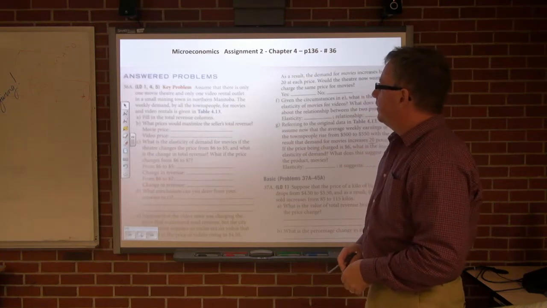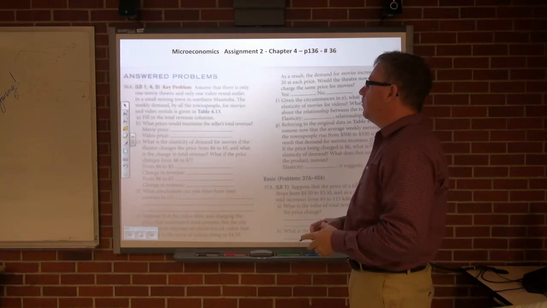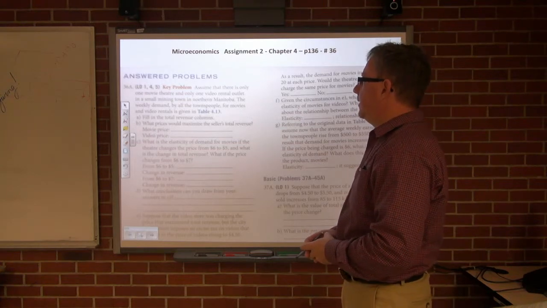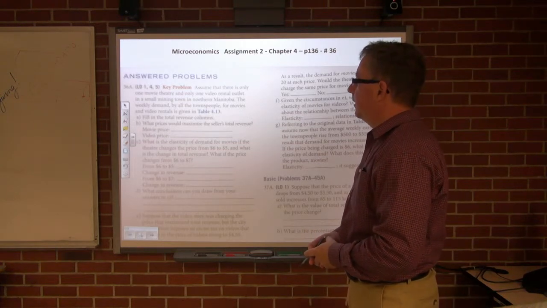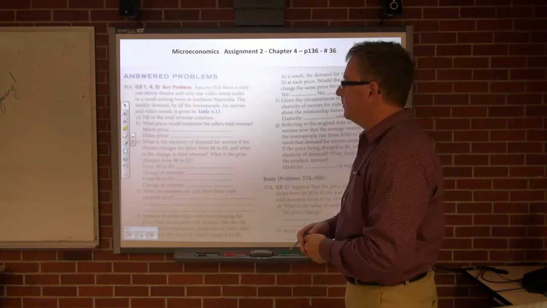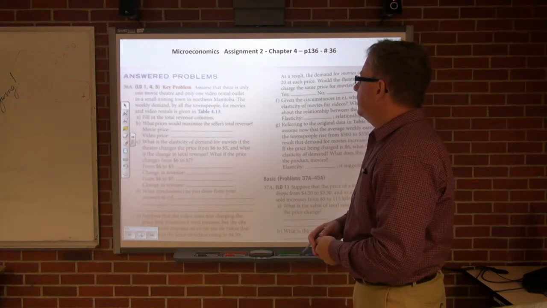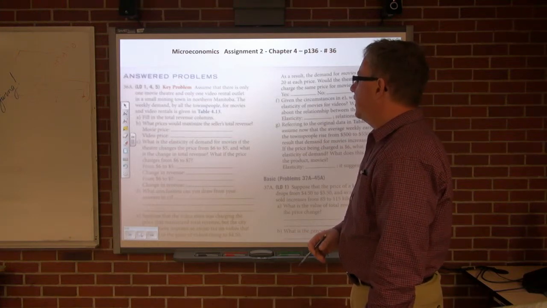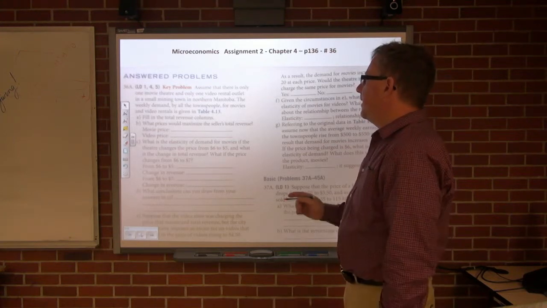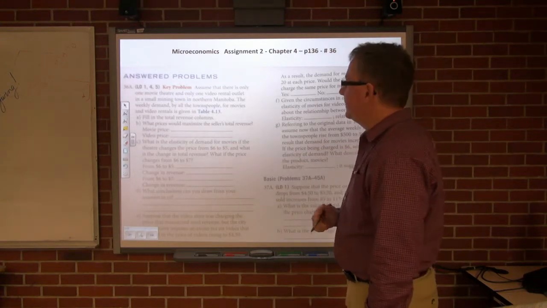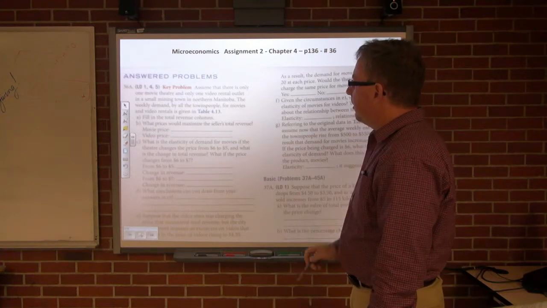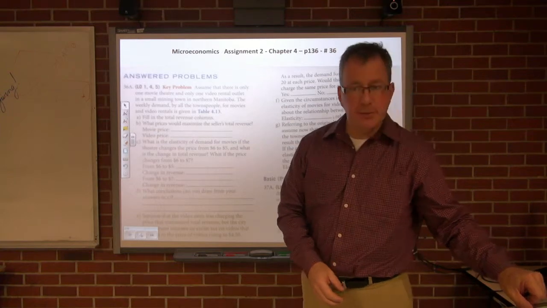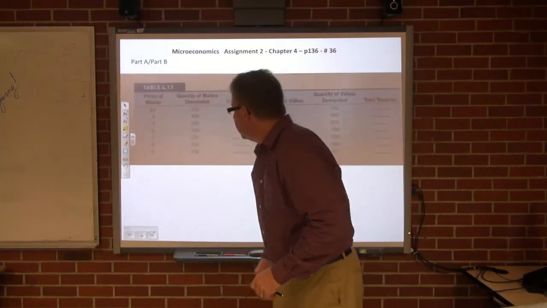This problem says, assume that there's only one movie theater and only one video rental outlet in the small mining town somewhere in northern Manitoba. The weekly demand by all townspeople for movies and video rentals is given in table 4.13. We'll go to that in a second. First of all, we want to fill in the total revenue columns. That should be pretty straightforward.